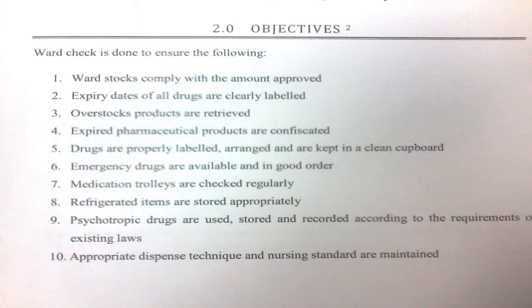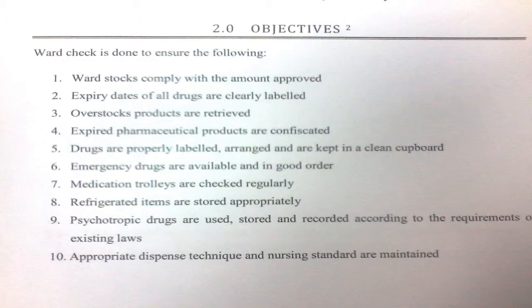There are 10 main objectives of doing ward checking. First is to ensure that the ward stocks comply with the amount approved. Second is to make sure that the expiry dates of all the drugs are clearly labeled. Third is to ensure that the overstocked products are retrieved. Fourth, to make sure that the expired pharmaceutical products are confiscated.